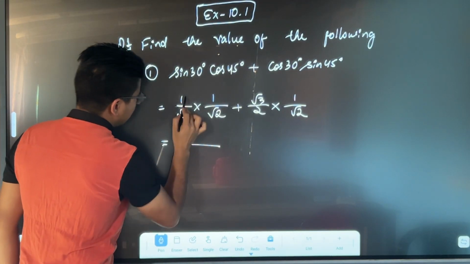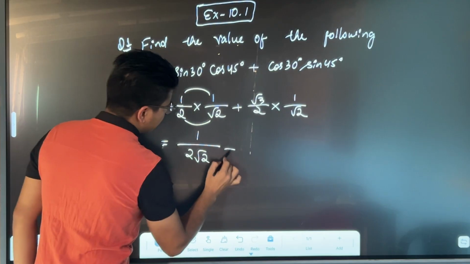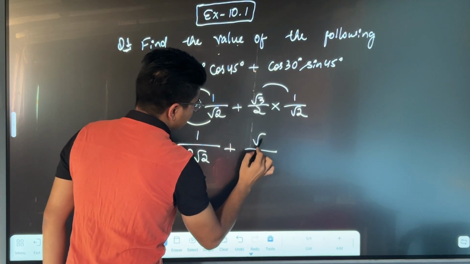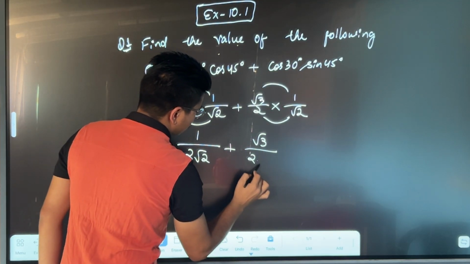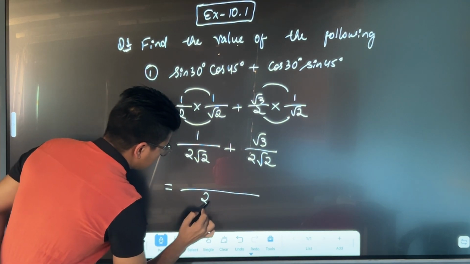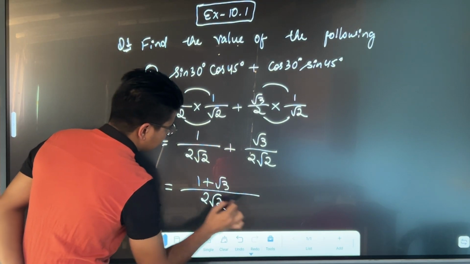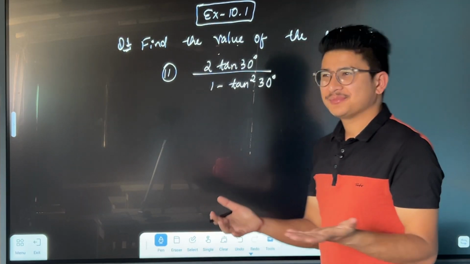Now you just multiply: 1 into 1 is 1, 2 into root 2 is 2 root 2, plus root 3 into 1 is root 3, 2 into root 2 is 2 root 2, correct. Then you take the LCM now. The LCM will be 2 root 2, then 1 plus root 3. This is the answer.